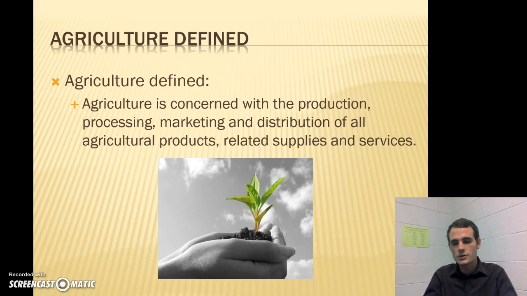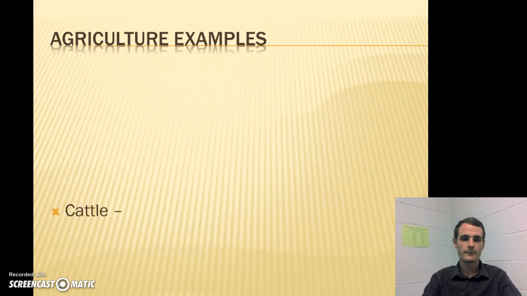All right, so agriculture is another important term to focus on. Agriculture is concerned with the production, processing, marketing, and distribution of all agricultural products, related services, and supplies. So we're going to take everything in agriculture all the way from the farmer who produces it all the way to the person that's going to market and then the person that's going to eat it. So it goes everywhere from the beginning of that crop to the end of it.